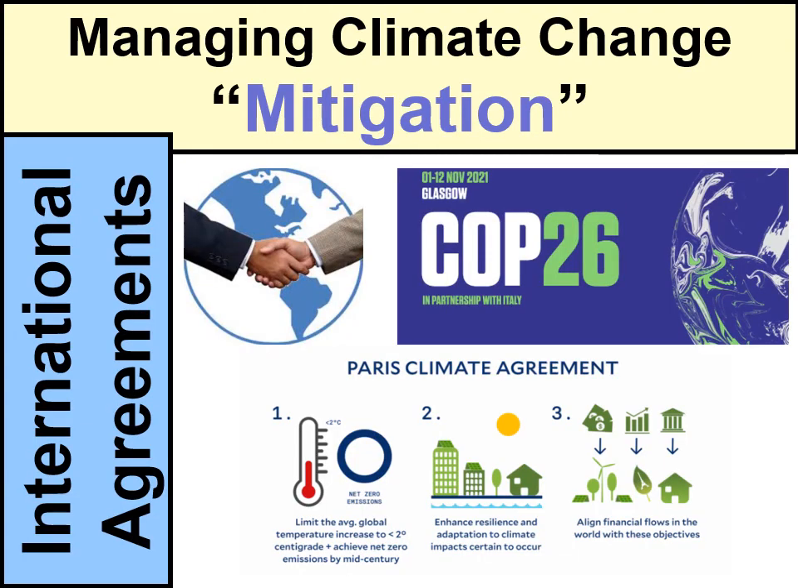The final example of mitigating climate change is through international agreements. Now, of course, the climate of the Earth isn't limited to just countries. There's no borders on the climate. What happens in one country affects another country. So the only way to address climate change is through international agreement. So countries agreeing what they're going to do together.